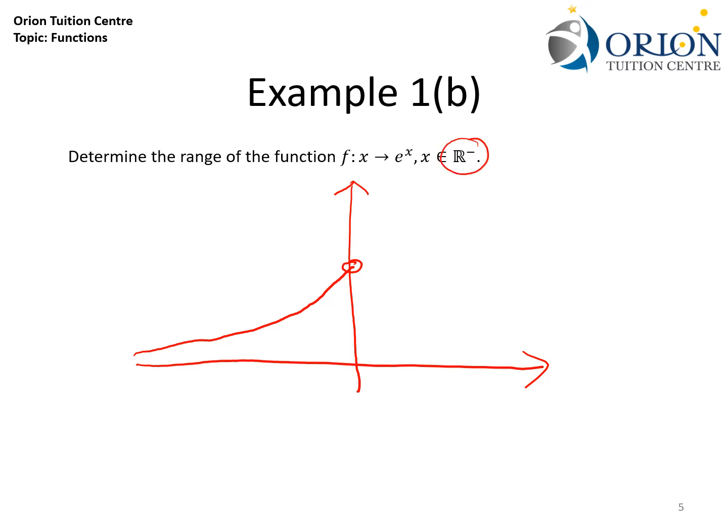And from this graph, we can see that the range is going to be ranging from 0 all the way to 1. And we can therefore write the range of the function f now as Rf equals to round bracket 0, comma 1 round bracket because we are not going to include both endpoints.